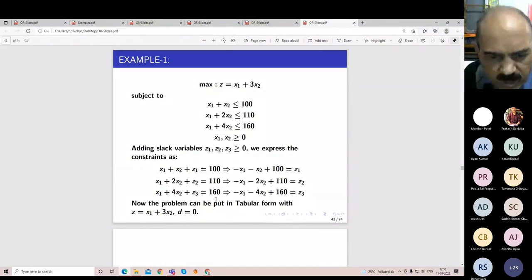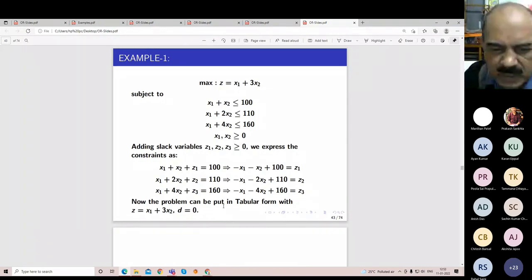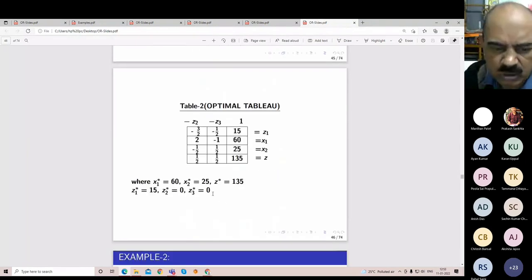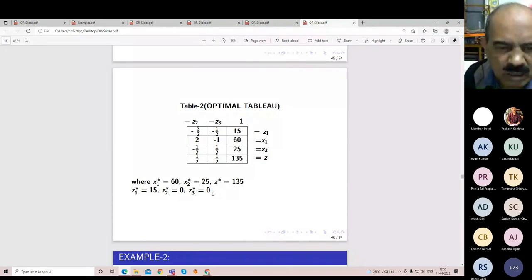So all are fulfilled. And what is the value of z? Z equal to x1 plus 3x2. x1 equal to 60, 3x2, 25 into 3, 75, 60 plus 75, that is 135. This is the optimal solution. Now, the question is, whether this is the only optimal solution or any other optimal solution? The answer is no, there is no other optimal solution.